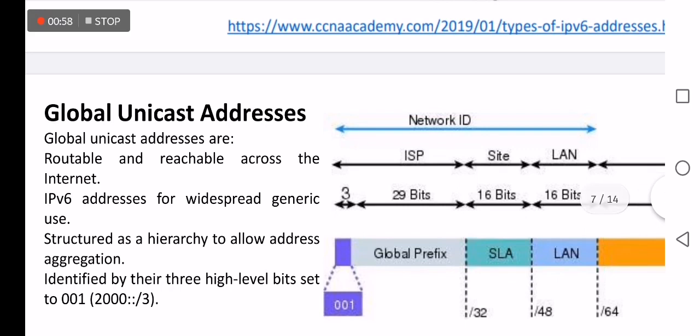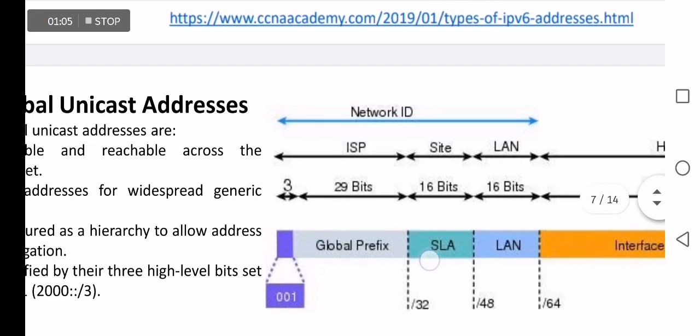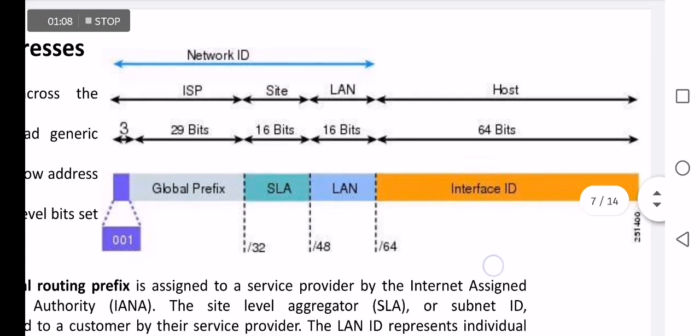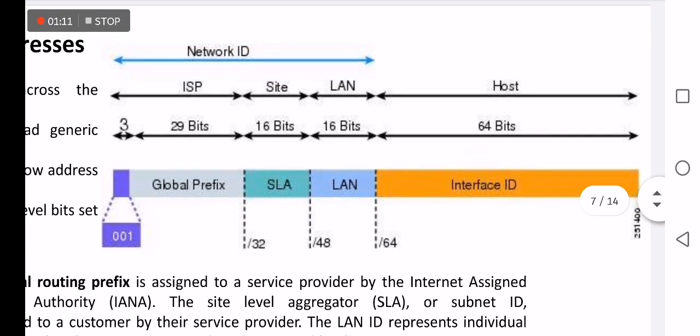Our focus is the global unicast address, which are routable and reachable addresses across the internet. For example, here, the two halves of an IP version 6 address: the left-hand side, 64 bits, which is the network ID, can be divided into three parts: ISP, site, and LAN. The ISP prefix starts with 3 bits assigned by IANA to the unicast address, which is 001. Then the 29 bits, which are the global prefix, are all merged to represent the ISP 32-bit part.